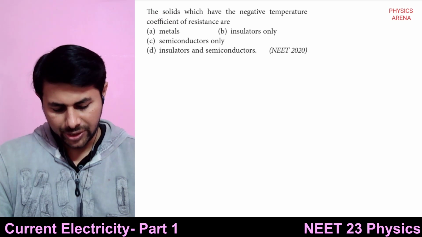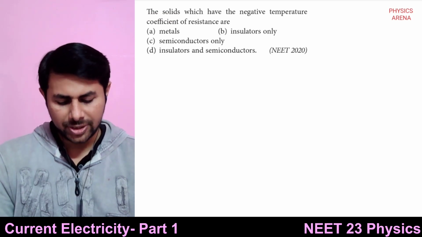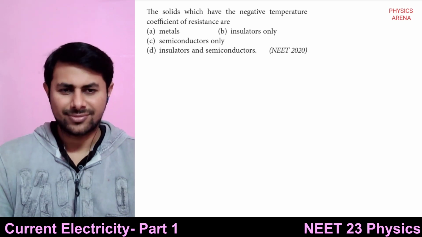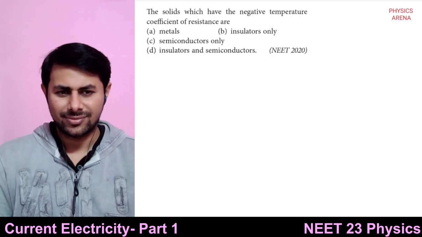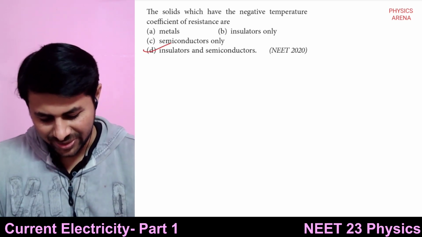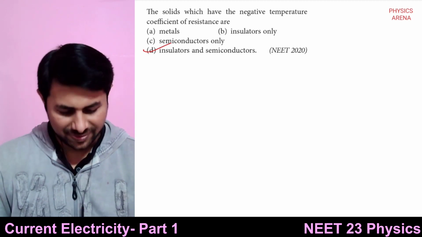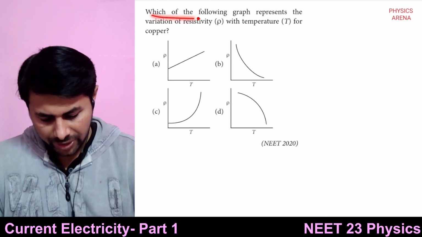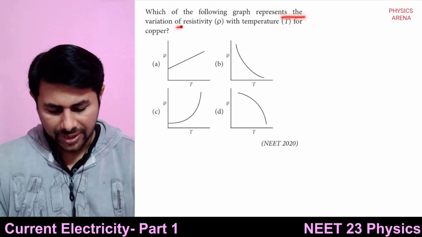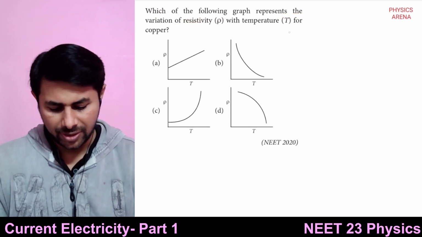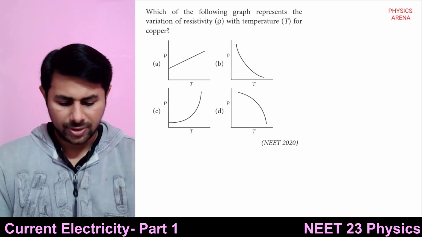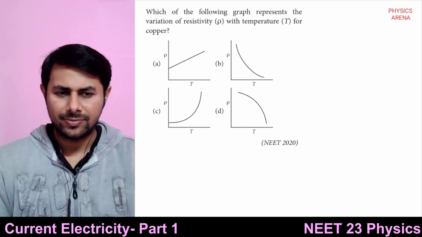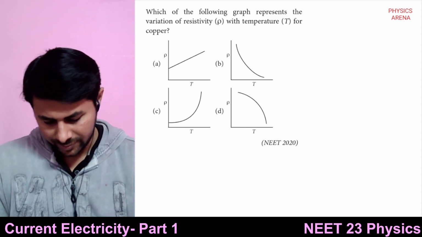The solids which have the negative temperature coefficient of resistance are, tell me. It's option D, insulators and semiconductors. Okay, next one. Which of the following graph represents the variation of resistivity with temperature for copper? Okay, 1, 2, 3, 4. Tell me. Option C. Right.